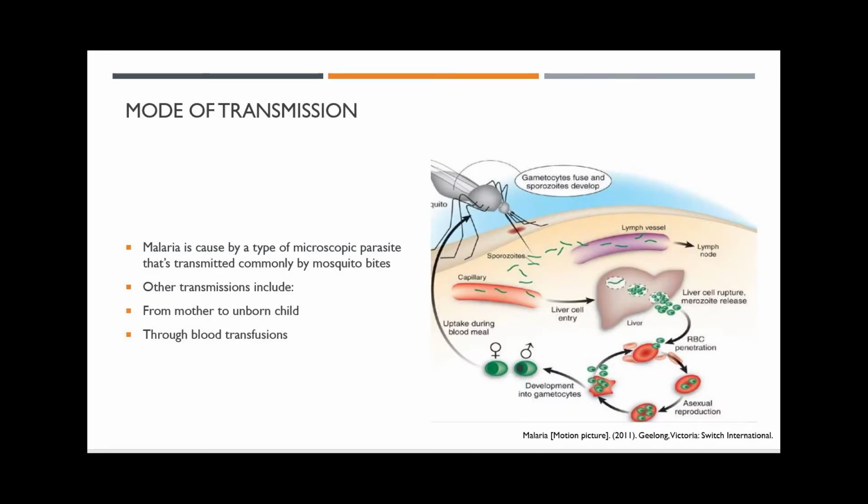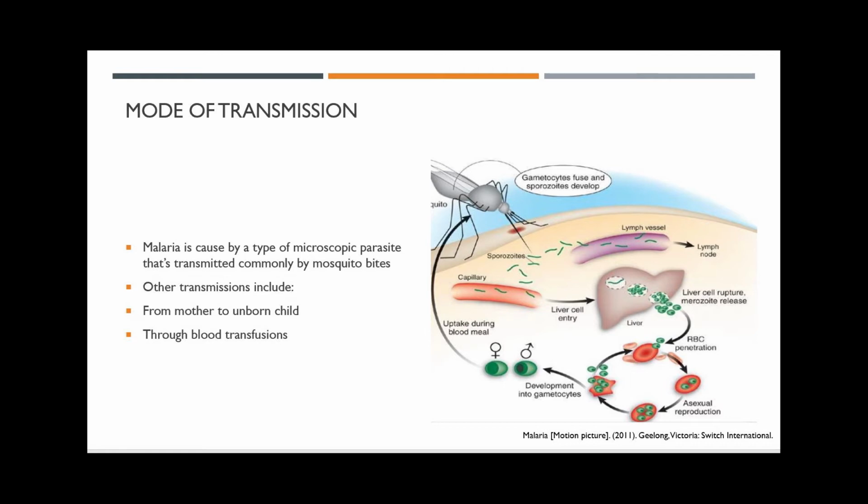So, mode of transmission. Malaria is transmitted normally through the bite of an infected mosquito. These mosquitoes are almost always female and of the genus Anopheles, which carry malaria parasites in their salivary glands. The parasites at this part of their life cycle are known as sporozoites, and these are introduced into the host's blood when the mosquito takes a blood meal.